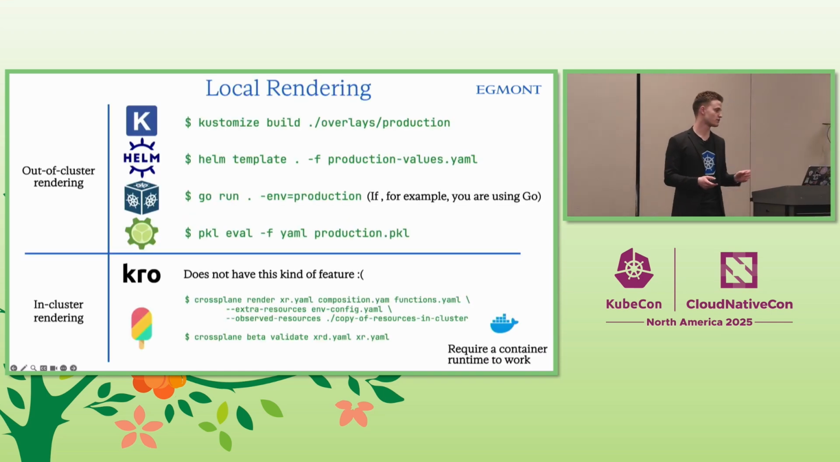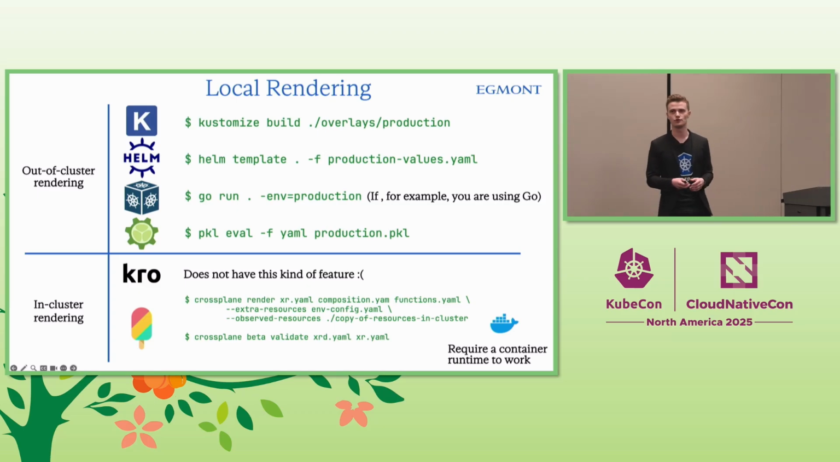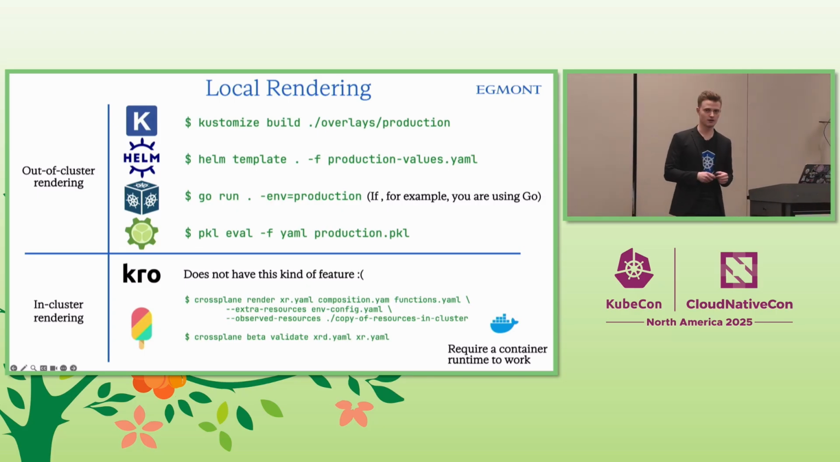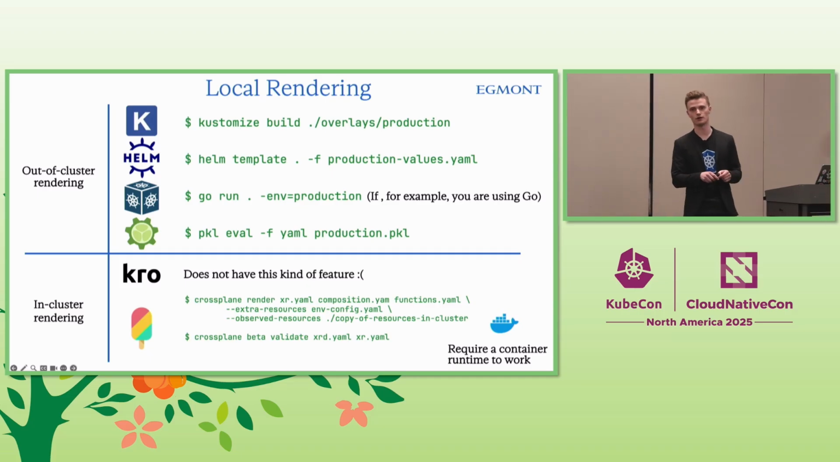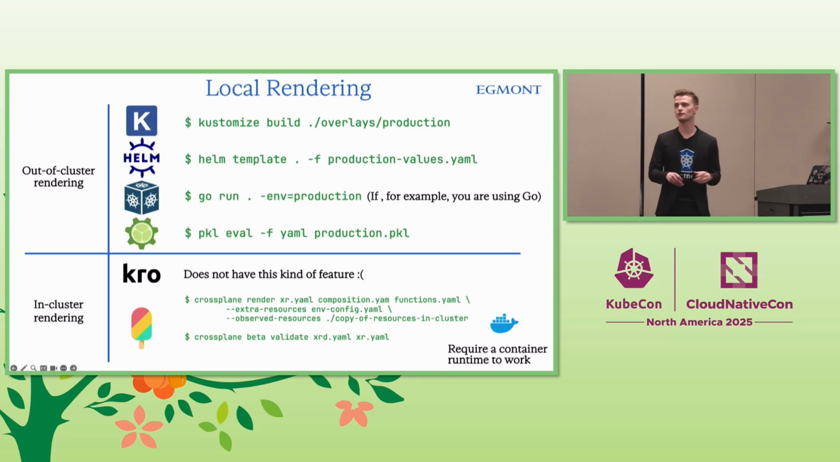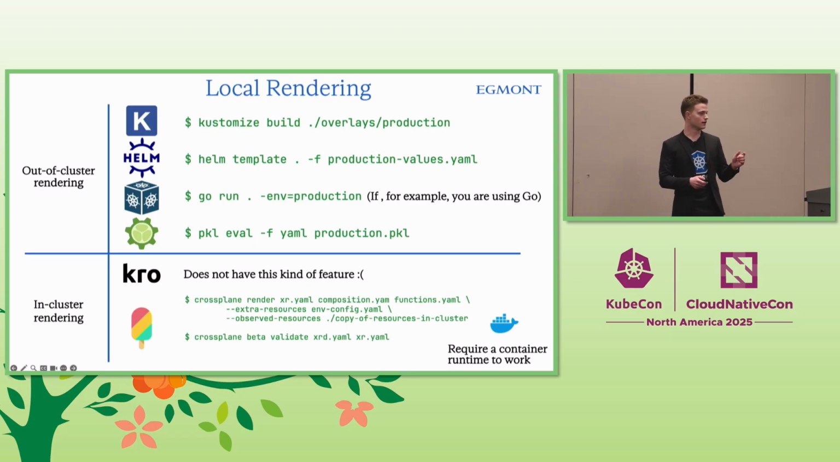And with all the out-of-cluster rendering tools, this is super simple. You're basically just executing your CLI tool, and then you get an output, and then you have validated your stuff. Very easy. But with in-cluster rendering, things start getting a little more complex. First of all, Kro does not have this feature at all, so you will have to push to Git and go through this flow every single time. But I'm sure they will add this feature eventually.